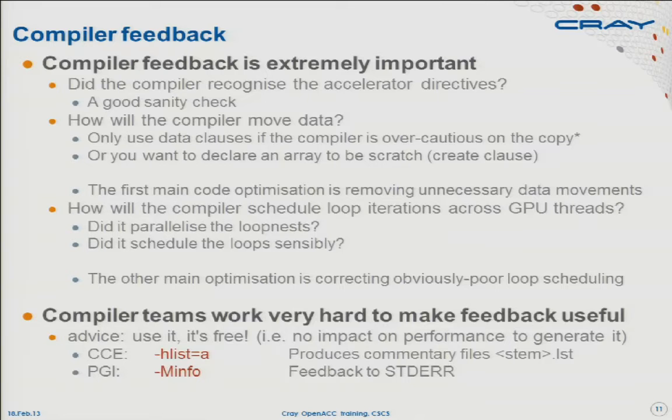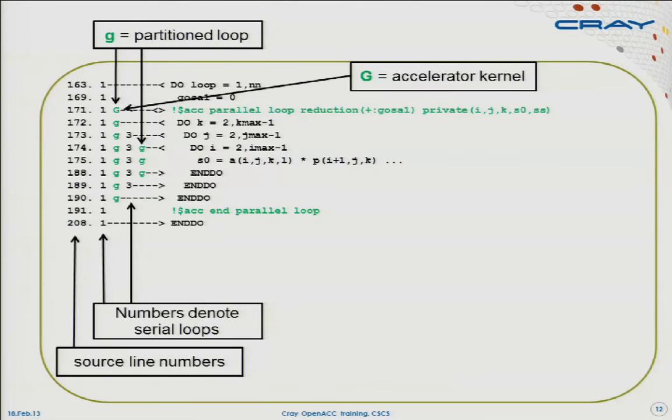And the first optimization is always removing the unnecessary data movements. And then how is it going to schedule it across the GPU? So you generate this information with PGI or with Cray by an appropriate flag, and that gives you this information. It's free. Please look at it. It doesn't affect performance. If you look at the Cray stuff, it looks something like this. Here's the loop nest.